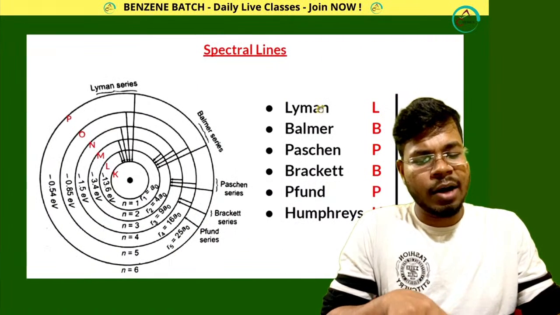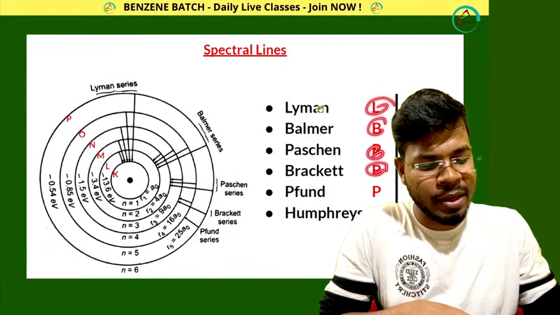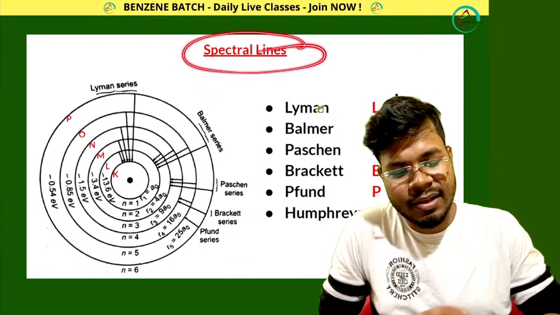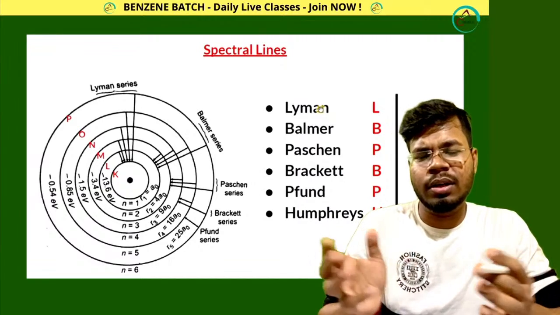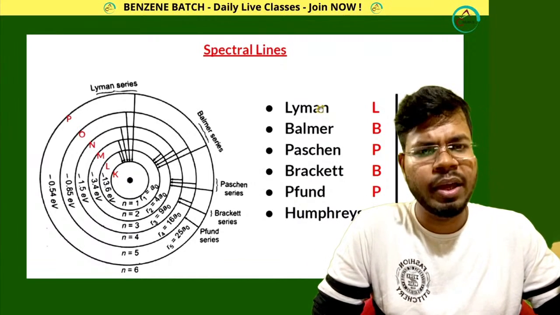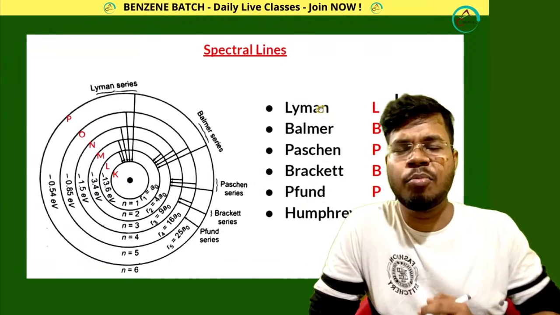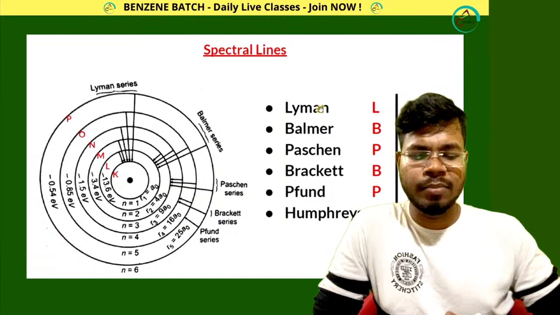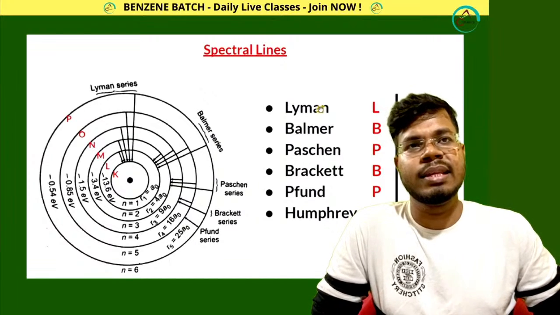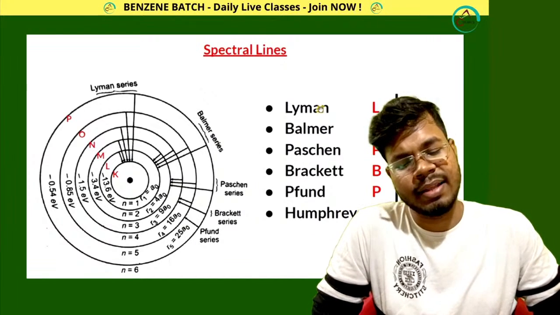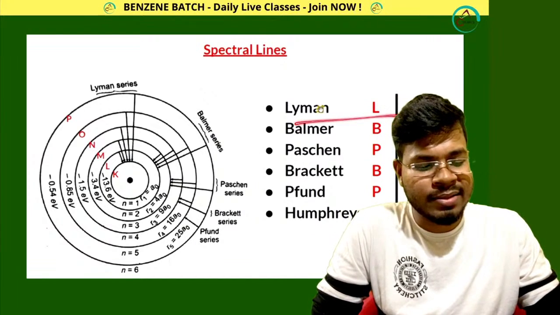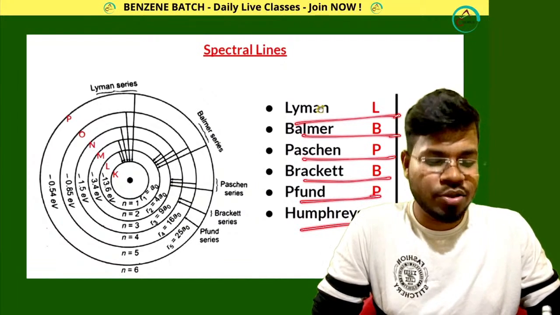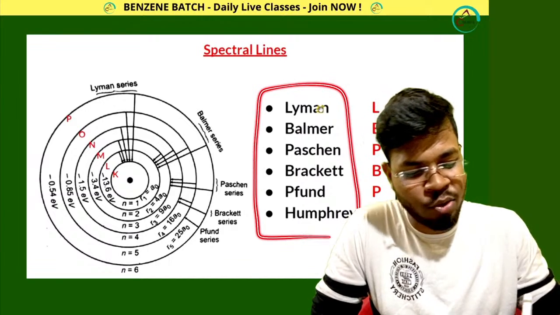So this is our LBP BPH. It's very important. So what are the spectral lines? According to Bohr theory or molecular spectroscopy, whenever you are considering the atomic structure, one atom has different kinds of spectral lines. One spectral line could be Lyman series, Balmer series, Paschen series, Brackett series, Pfund series, Humphreys series. All these series you will be getting.